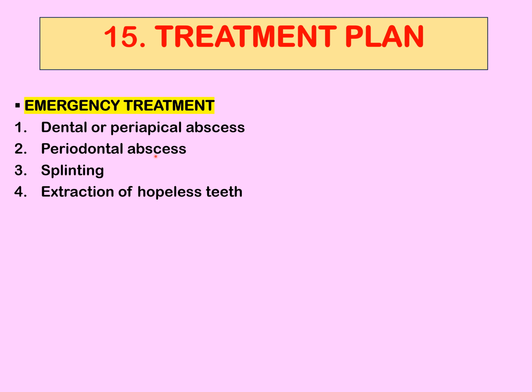So coming to the last component of case history, that is the treatment plan. In this, emergency treatment is provided for dental or periapical abscess. Periodontal abscess is treated. Splinting of mobile teeth is performed and hopeless teeth are extracted.